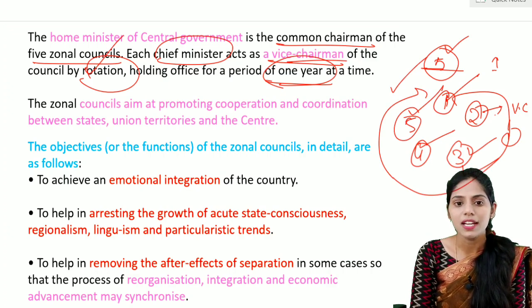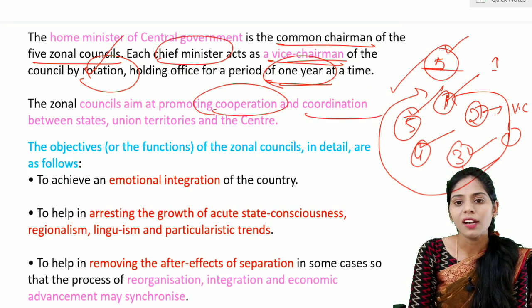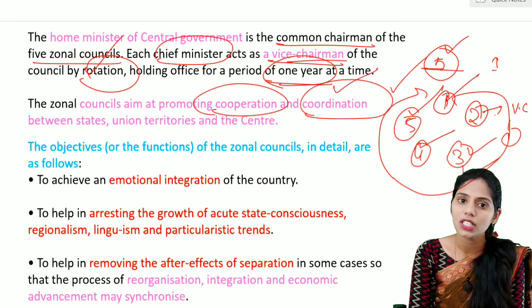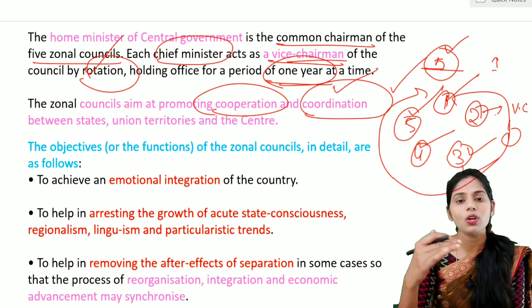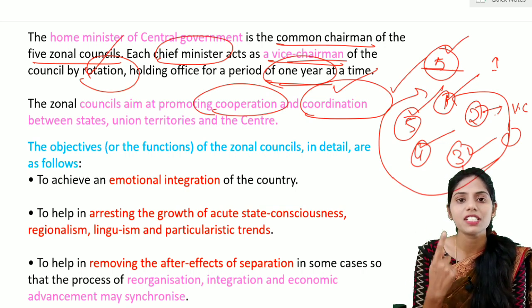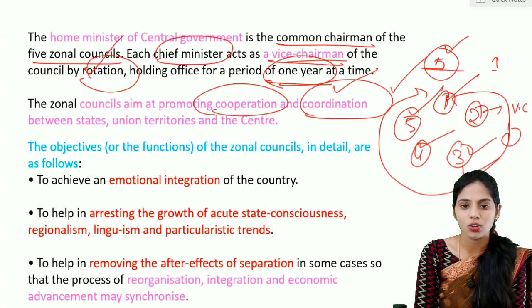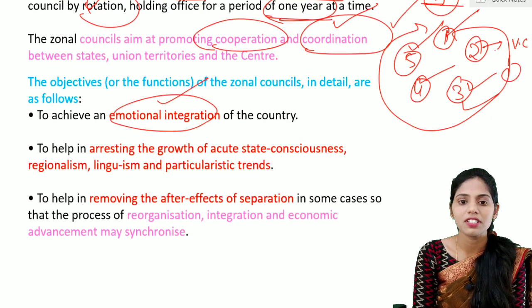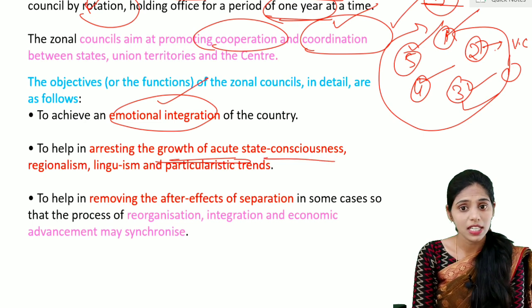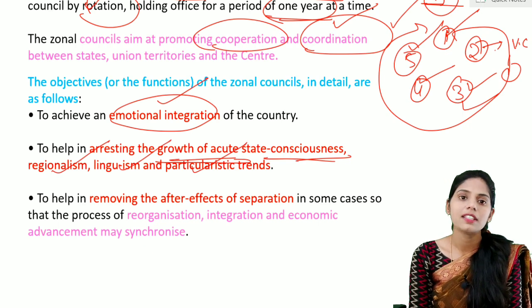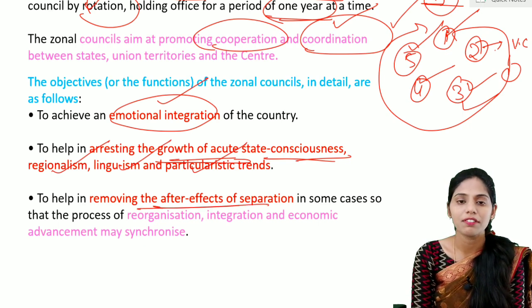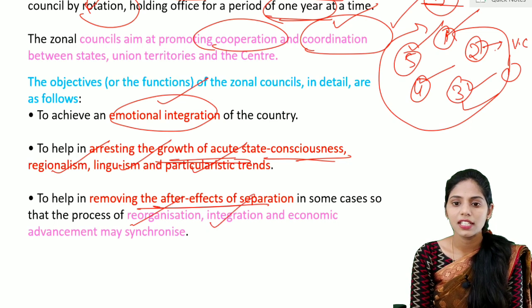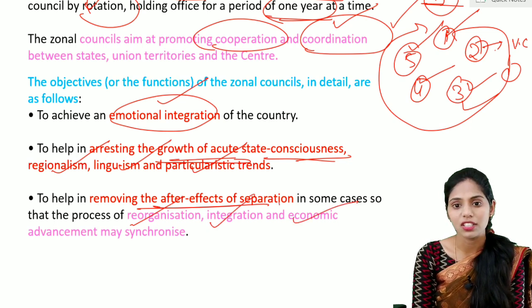And these Zonal Councils mainly aim at promoting cooperation and coordination between the states, union territories and also the center. The main objectives of these Zonal Councils are, the first one, to achieve the emotional integration of the country. The next one is to help in arresting the growth of acute state consciousness, regionalism, lingualism and particularistic trends. And the next one is they also help in removing the after effects of the separation, so that the process of reorganization, integration and economic advancement may synchronize as well.